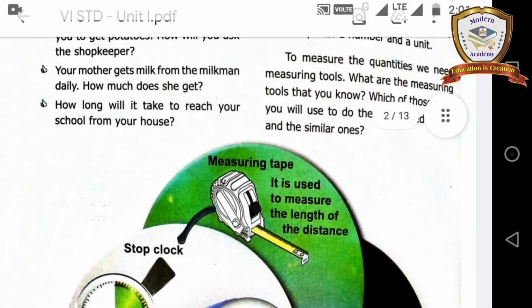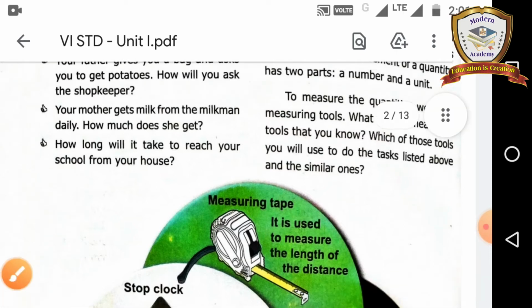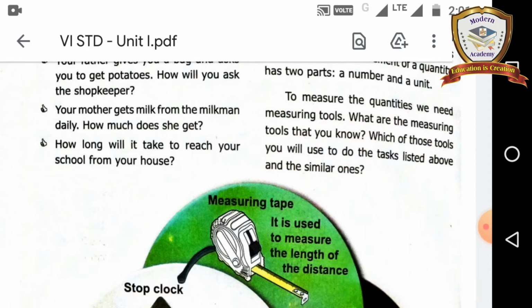Then move into next paragraph. To measure the quantities, we need a measuring tool. What are the measuring tools that you know? Which of those tools will you use to do the task listed above and the similar ones? So here some tools are given.